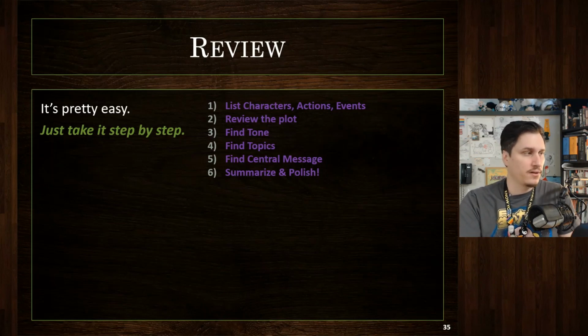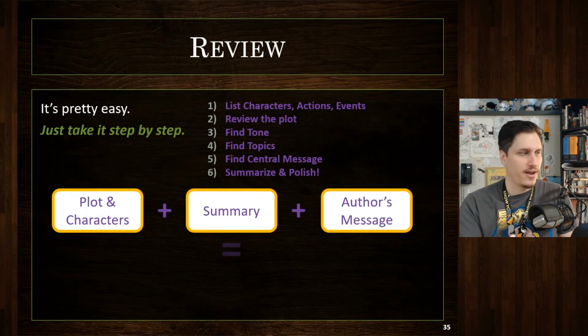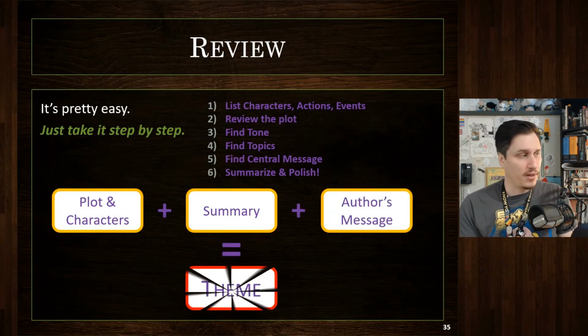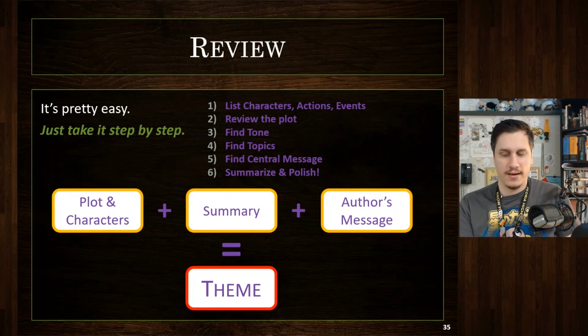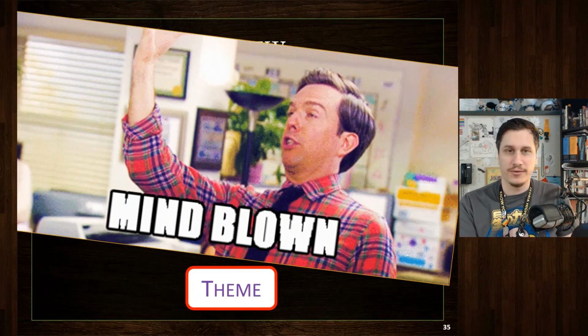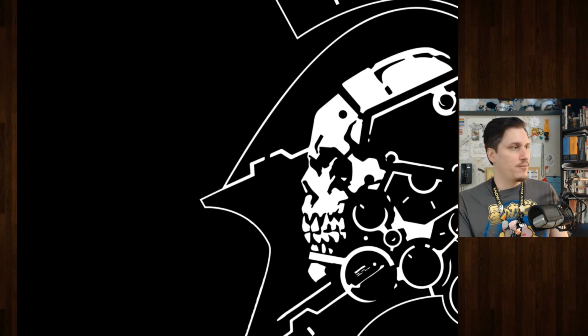Now, there is something that I want to mention here. I have this diagram on here. If you take the characters and the plot and you combine it with a summary and you combine it with what the author is trying to tell you, that is what theme is. Okay? Mind blown. Oh my God, good for you. All right. Now, there is something to mention here.